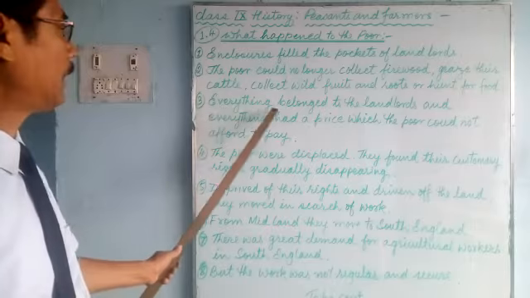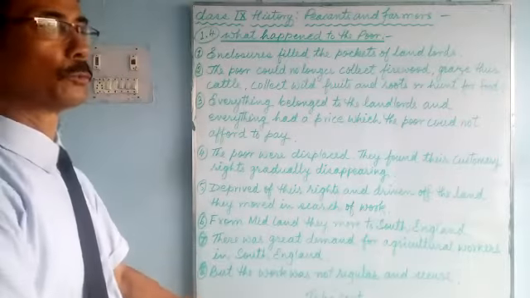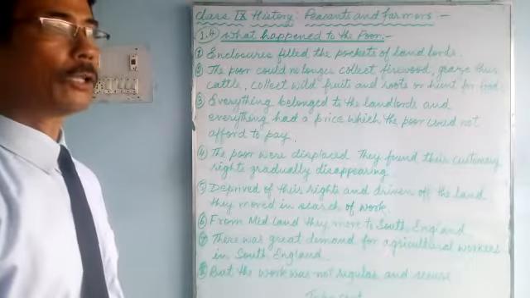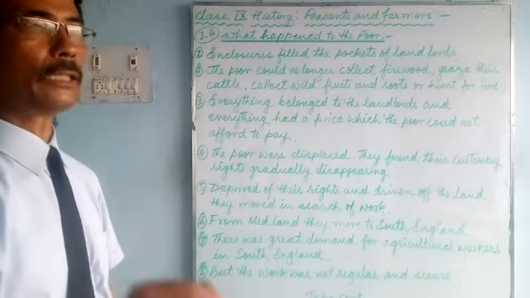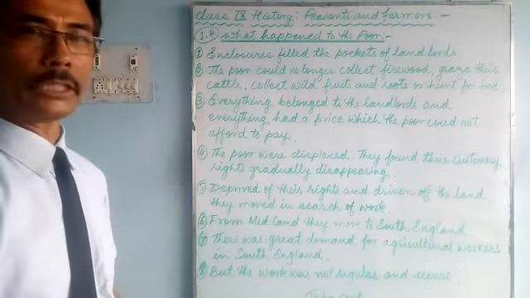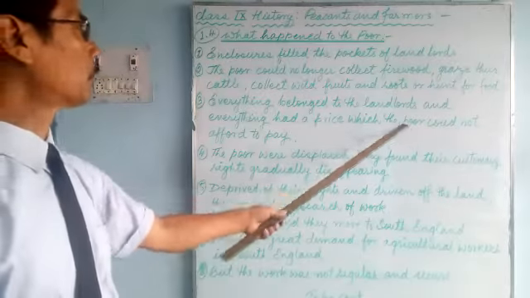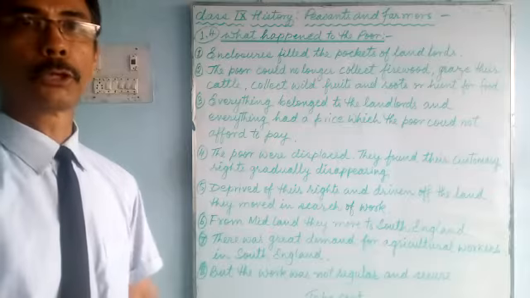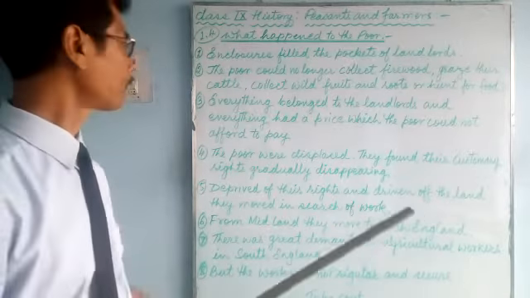Number three, everything belonged to the landlords. It was enclosed and the common land was enclosed. Previously, all the villagers had access to the common land. But now, during the 16th century and 18th century, the common lands were taken over. So now everything has a price which the poor could not afford to pay. So they were left with nothing.